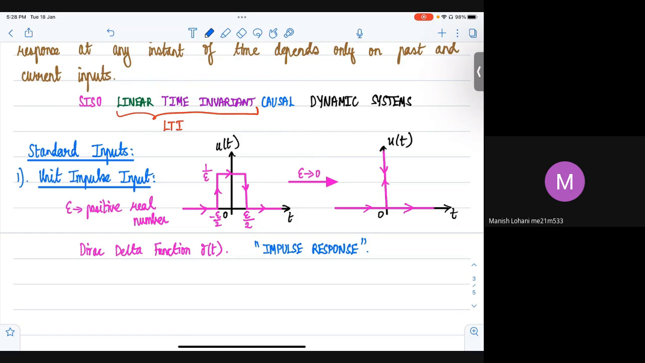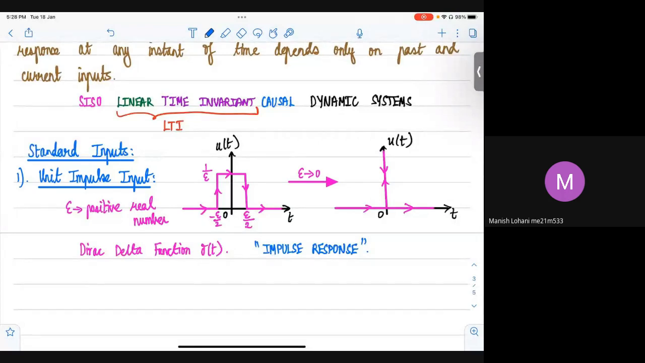So why is this test useful? Why is this signal useful? Why is this input useful? We will learn further as we go along. So what is the use of this impulse test?